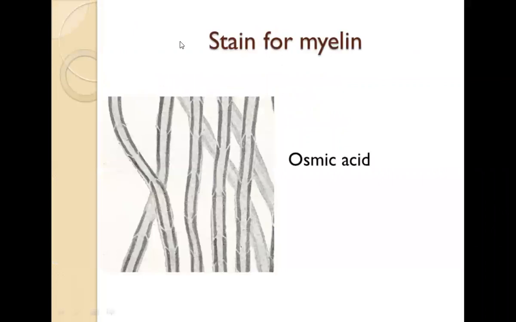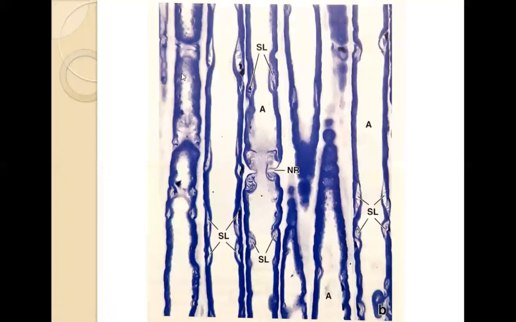Okay, so the stain for myelin, the special stain, is called osmic acid. And you can see it is a black color stain. So here, this is the axon. The black color on either side of the axon is the myelin sheath. And the cleft within the myelin sheath is the Schmidt-Lantermann cleft.